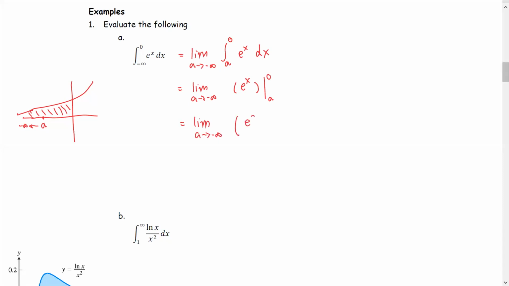Substitute the upper limit 0 and the lower limit a. e to the power 0 is 1. So we have 1 minus e to the a. As a approaches negative infinity, e to the power a approaches 0. So the value of the limit is 1, which is a real number. So we say this limit does exist, and the improper integral converges.